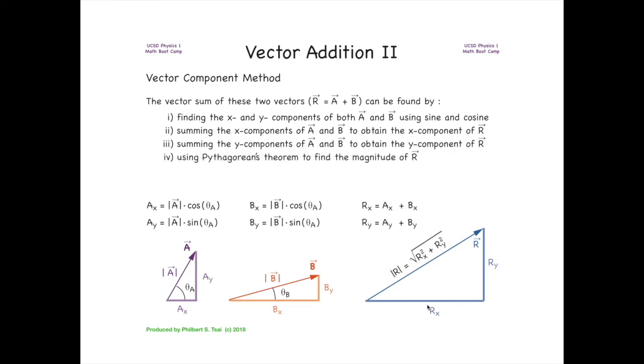This, of course, forms a right triangle with Rx and Ry being the sides of the triangle, and the resultant vector itself lying along the hypotenuse. And so we can use Pythagorean's theorem to find the magnitude of the resultant vector. Remember that the tangent of the angle is equal to the opposite over the adjacent, or in this case, Ry over Rx. And so we can find the angle by taking the inverse formula, or the arctangent of Ry over Rx, to give us the value of the angle that we're looking for, specifically the angle that the vector R makes with respect to the horizontal axis.